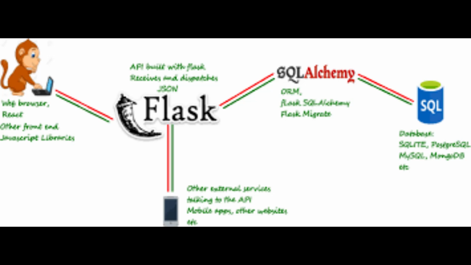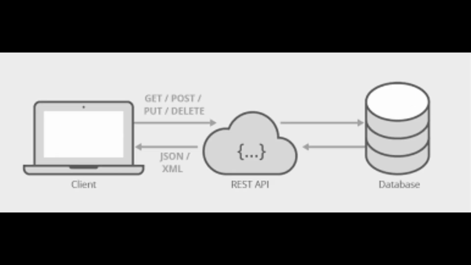Rules for variables. We can add variable sections to a URL by using <variable_name>. The function gets the variable as a keyword argument. from flask import Flask; app = Flask(__name__); @app.route('/<int:number>/'); def incrementer(number): return 'Incremented number is ' + str(number+1); @app.route('/<string:name>/'); def hello(name): return 'Hello ' + name; app.run().